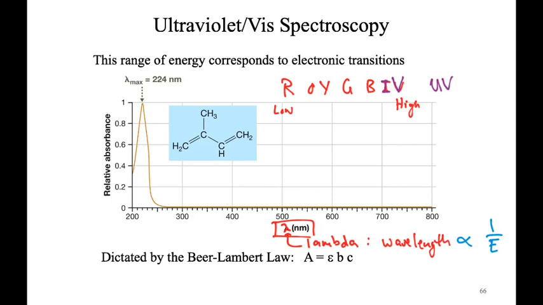Which color light is closer to UV? V or R? Violet. That's our high energy end. The larger your jump, the more purple, the more violet. The smaller the jump, the more red. Okay? Where does this come into play with OChem?